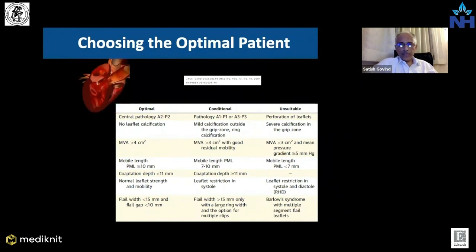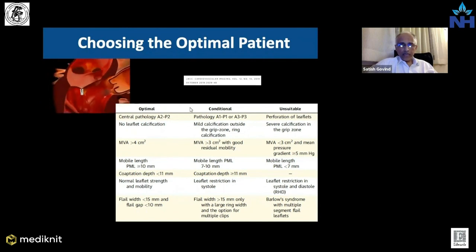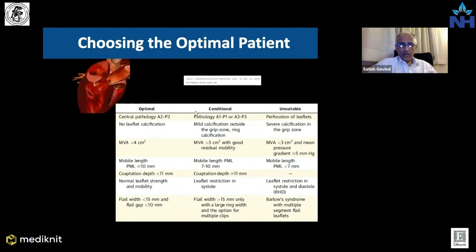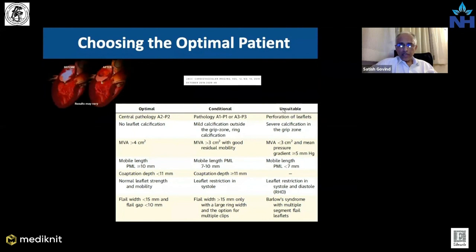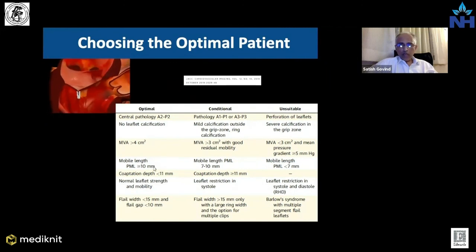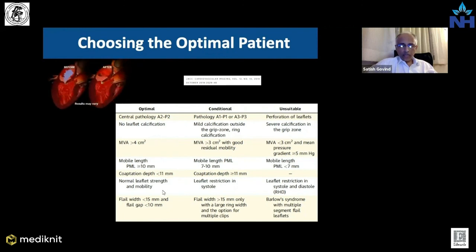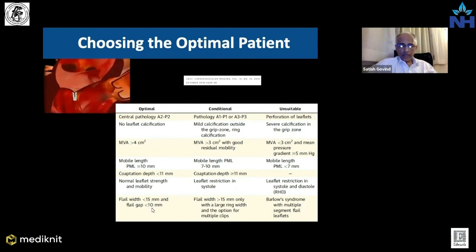So this is my closing slide. So just a take-home message. So who benefits the most? How does one choose the optimal patient? So this is a nice table from Jack. And here you have the optimal, the conditional, and the unsuitable ones. So the ideal one is A2P2, no calcification, valve area more than 4, and mobile length of the PML should be more than 10, and then the coaptation depth less than 11, normal leaflet strength and mobility, and the flail width less than 15, flail gap less than 10.